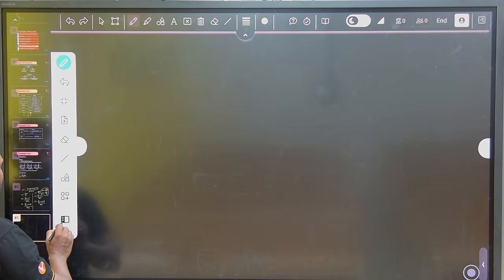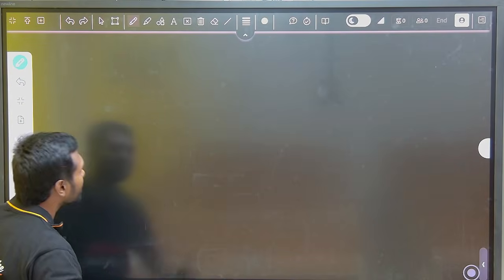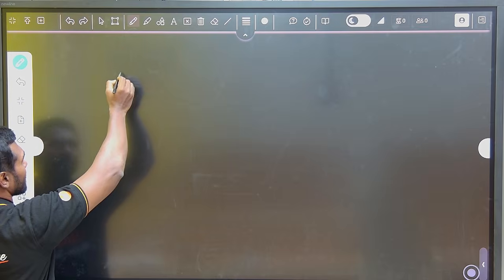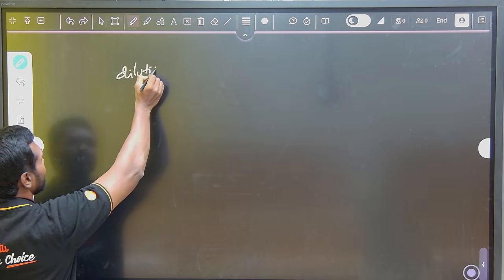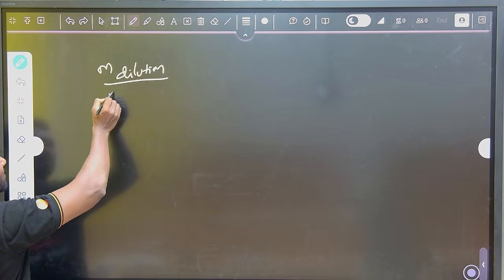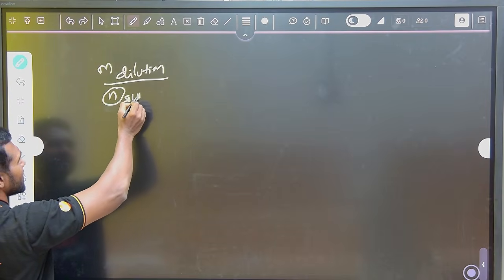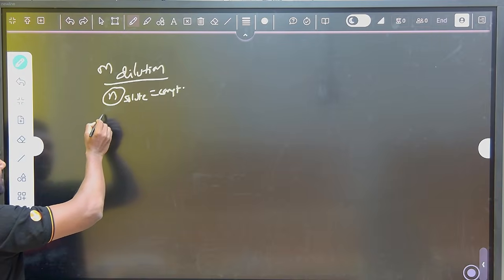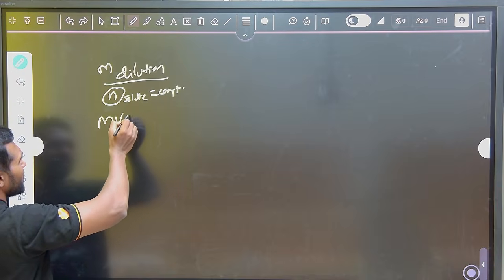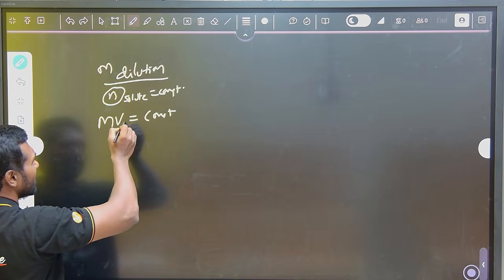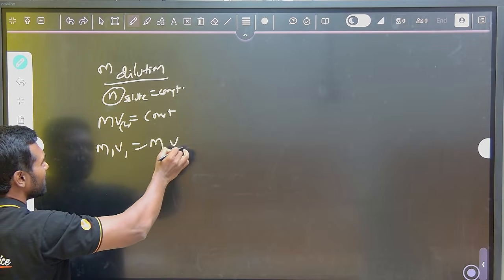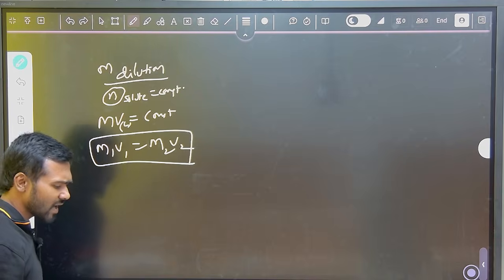Next, if you see here, dilution. On dilution, the number of moles of solute is constant. So we can find M into V is equal to constant. Here V is in liter. So we can write M1 V1 is equal to M2 V2, meaning before dilution and after dilution.